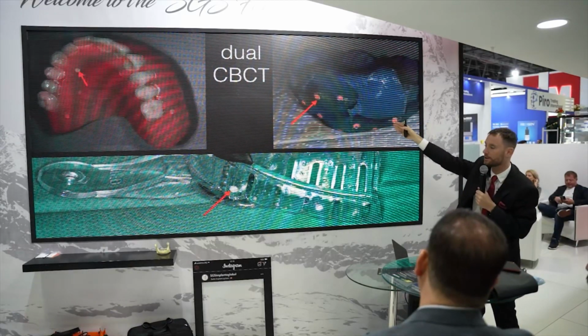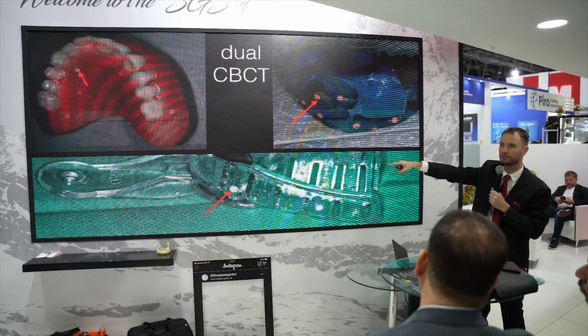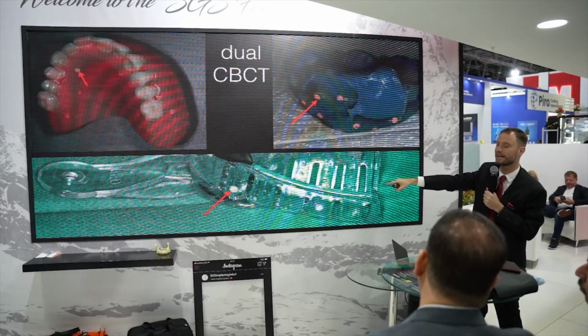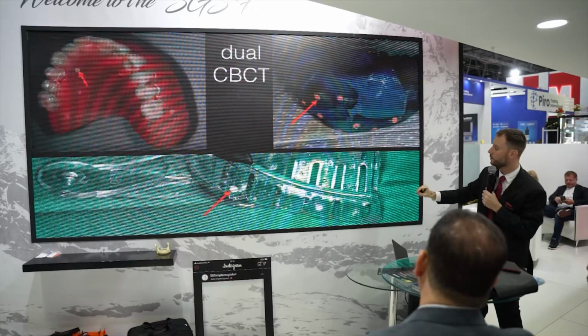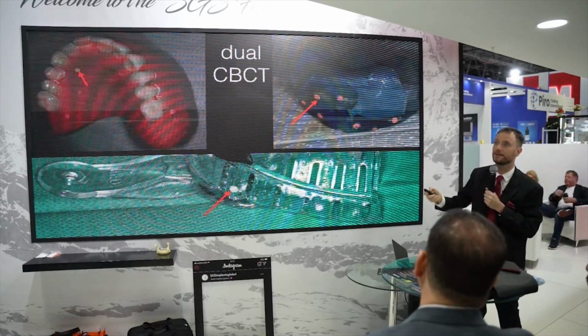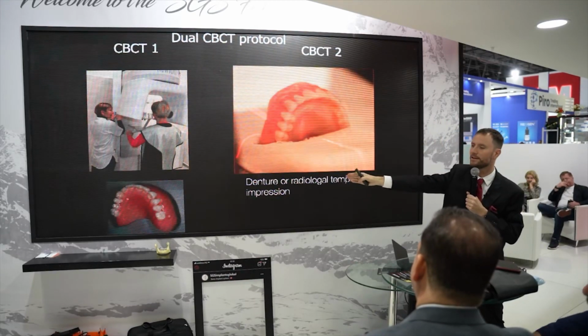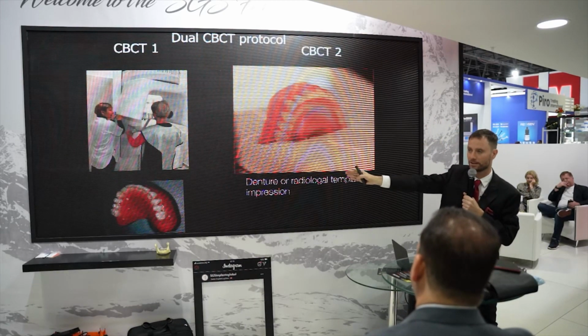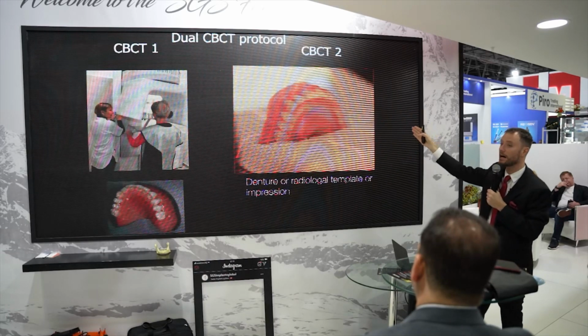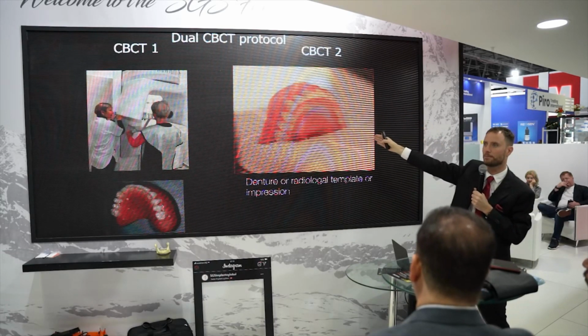Or what you can do, you can buy it on the market, or you can even do it yourself. You make a plastic tray where you put in gutta percha points. The point is what you do, you take a CT with a patient having that appliance in the mouth, and then you take another CT only of the appliance.